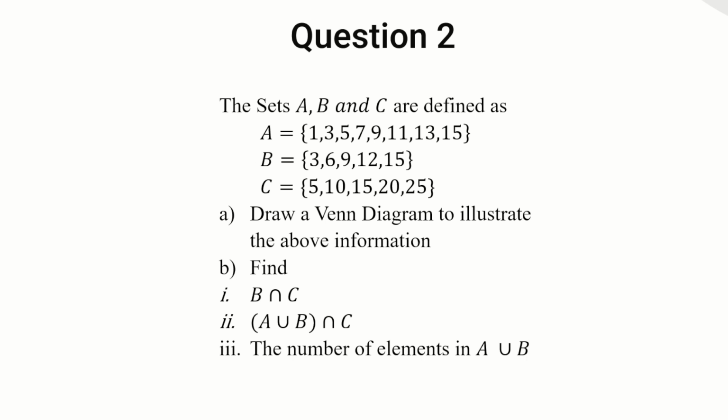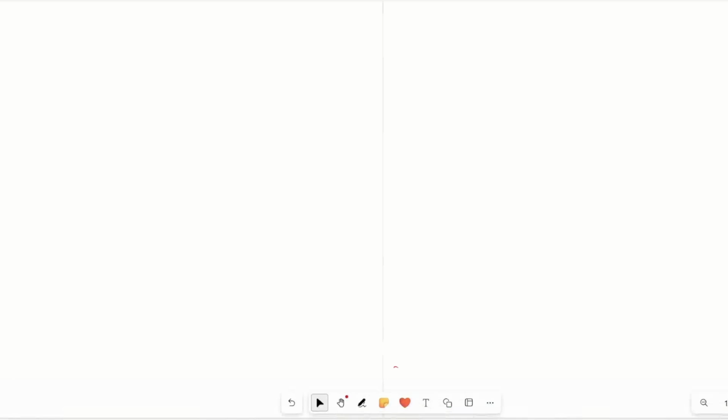And then (b), we have to find B intersection C. And then we are also to find A union B intersection C. And then we are also to find the number of elements in A union B. So let's consider how we can solve this question.